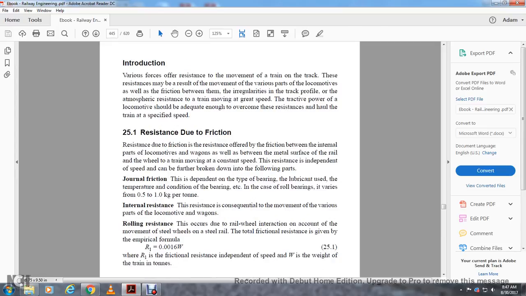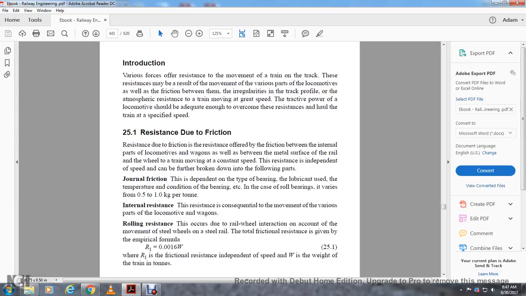Resistance due to friction is the resistance offered by the friction between the internal parts of the locomotive and wagons, as well as between the metal surface of the rail and the wheels of the train moving at a constant speed. The resistance independent of speed can be further broken down into the following parts. Internal friction depends on the type of bearing, the lubricant, the temperature, and the condition of the bearing. In this case, rolling bearings vary from 0.5 to 1 kilogram per ton.